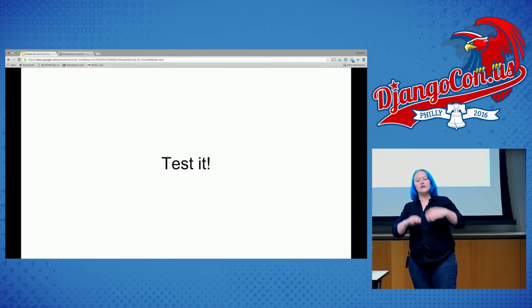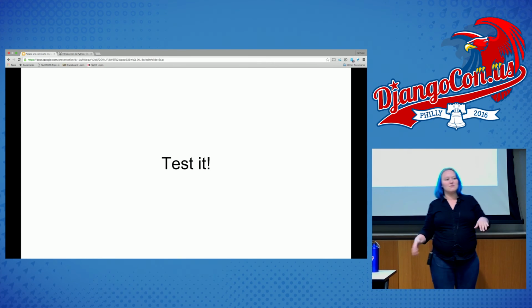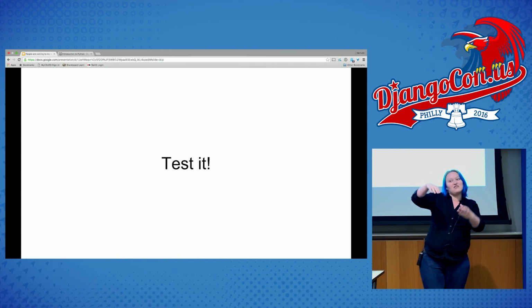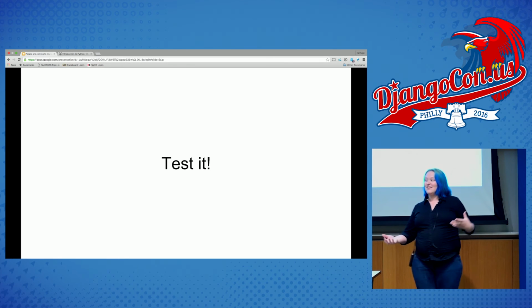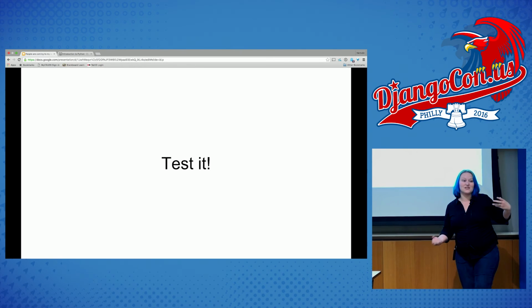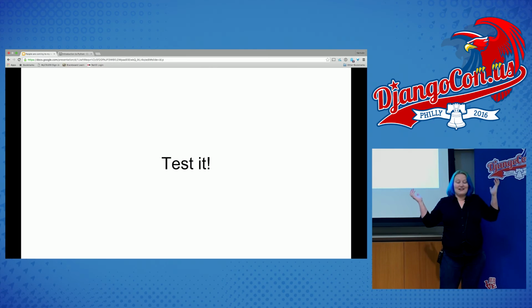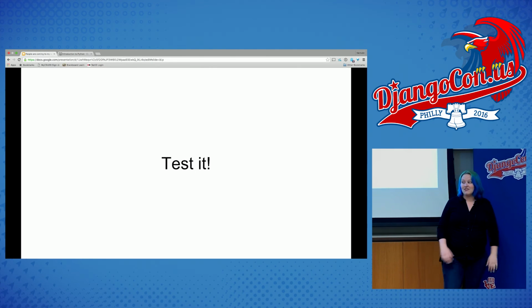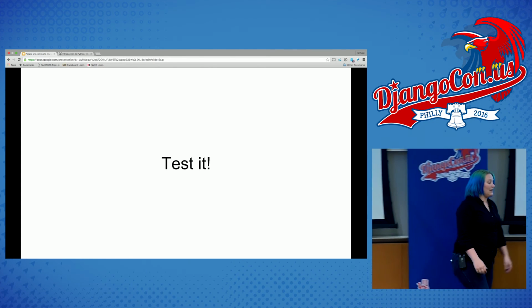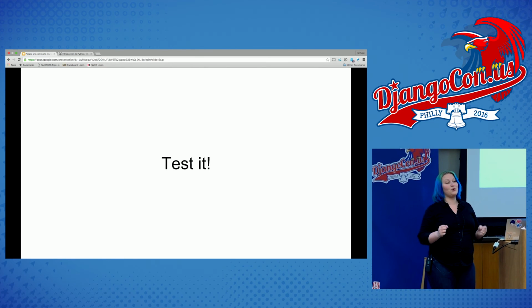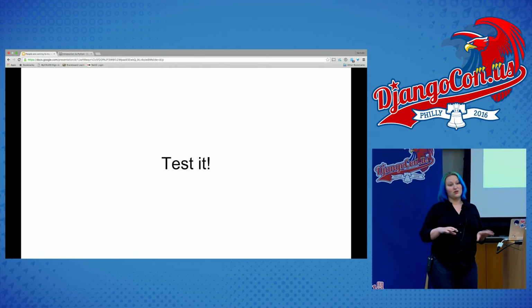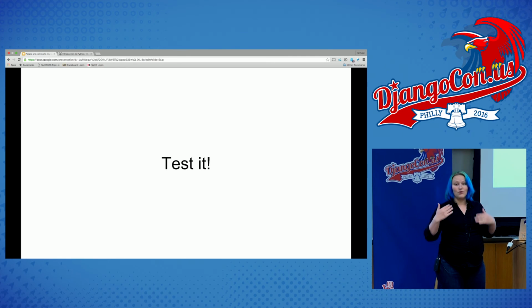So I keep going, find another bug. Someone has to fix it again, skip another six steps. So I end up doing like 3 and 10 steps. And by the time I'm done, I don't remember anything. I've not learned anything. So it's really important that you test it before you run it.